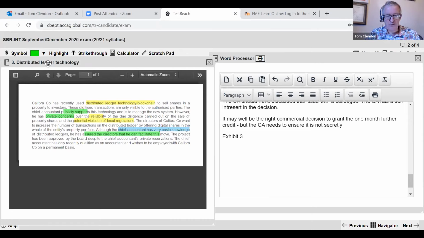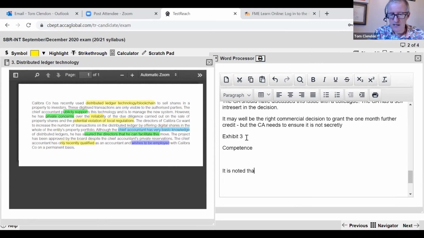The project's been approved despite the private reservations. The chief accountant has recently qualified. That ties into competence. That ties into inexperience. And of course, they wish employment. So again, you've got this issue, which I could bring out again. There's a threat to their independence and objectivity. But what screams at me is competence.